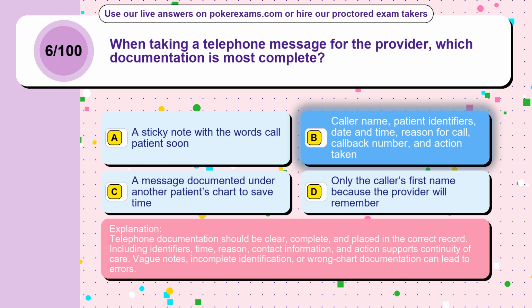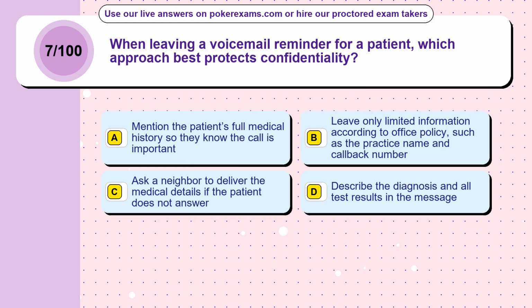Telephone documentation should be clear, complete, and placed in the correct record, including identifiers, time, reason, contact information, and action. This supports continuity of care. Vague notes, incomplete identification, or wrong chart documentation can lead to errors. Question 7. When leaving a voicemail reminder for a patient, which approach best protects confidentiality?